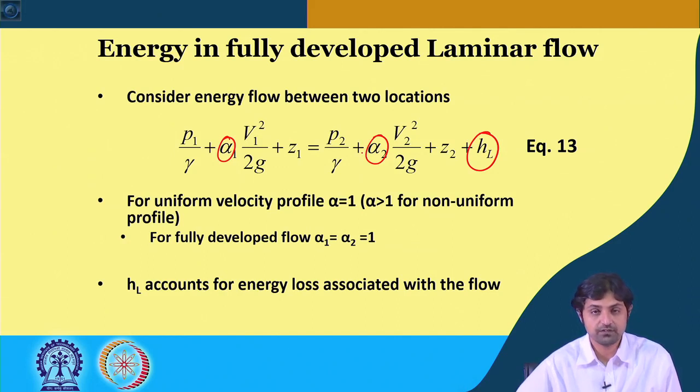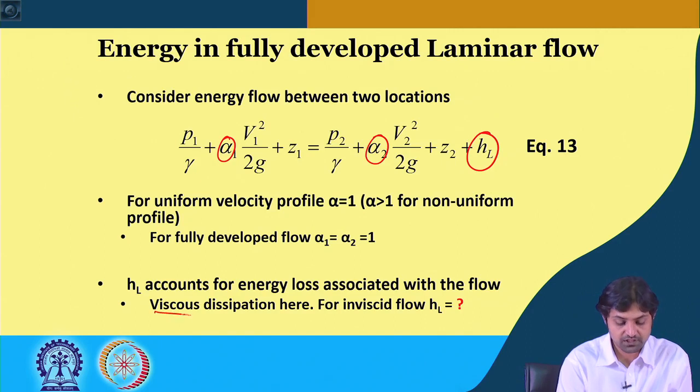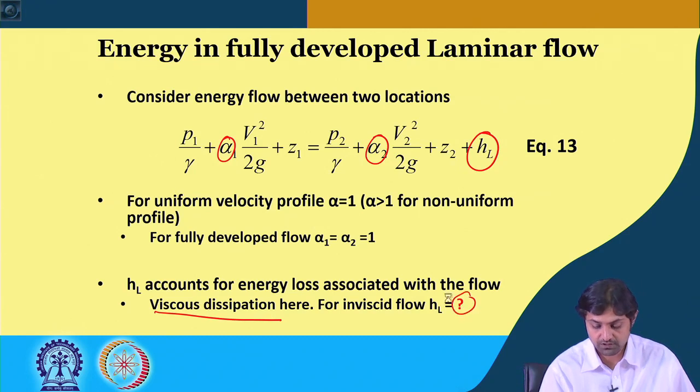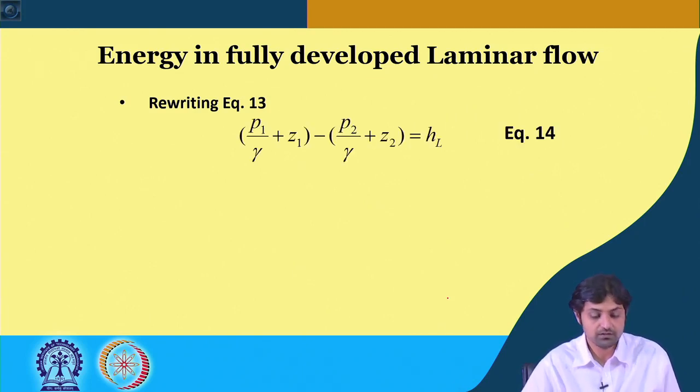So, we have written Bernoulli's equation between point 1 and point 2 accounting for the head loss or the energy loss, and this is due to the viscous dissipation. For inviscid flow there will be no head loss, HL is going to be 0. So, with this background we will rewrite equation number 13. Okay, so we will get P1 by gamma plus Z1 minus P2 by gamma plus Z2 is equal to HL for uniform velocity profiles.